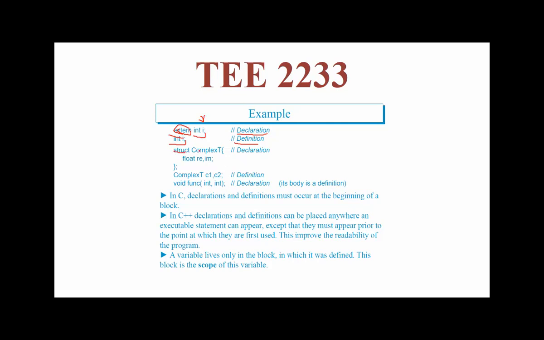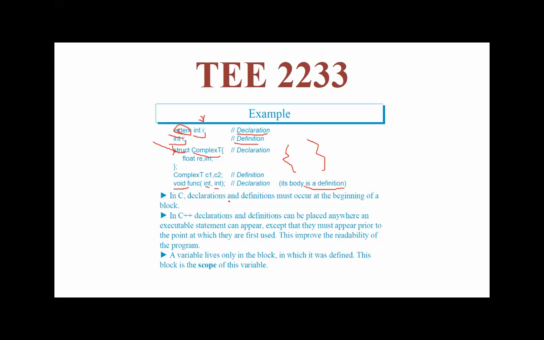When you say struct complex T, you are saying there will exist a structure called complex T, right? But then when you say complex T c1 and c2, you are now defining them. For void func, because of this void, you are saying there will be a void function called func, which takes arguments which are integers. Then when you create the body of that function, you are now defining it. That means you are now taking space, right?